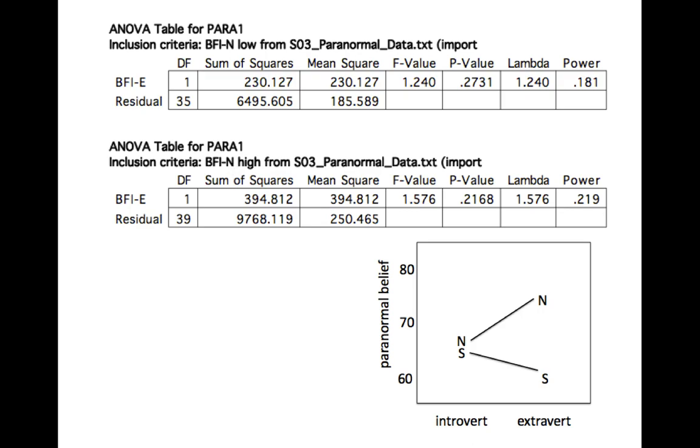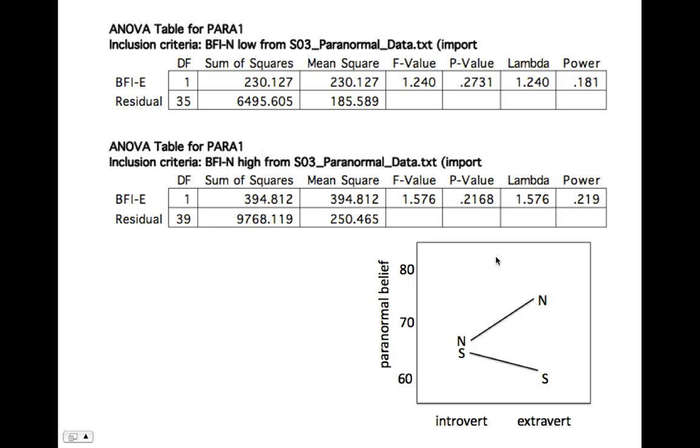The variable that this F represents is extraversion. So what we see here is that with this p-value of 0.21, there's not a reliable effect of extraversion for people who are high in neuroticism.